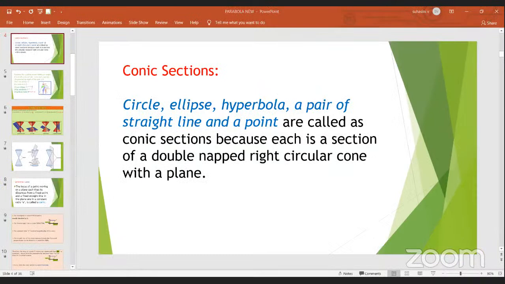This is a double-napped cone, children. I constructed it using a GeoGebra file. Now, observe the 2D. We are getting parabola, hyperbola, ellipse, circle. So when the plane moves or cuts the double-napped right circular cone at different angles, we get different figures. Observe the figure. Now it is a hyperbola. Now this section gives us ellipse, circle, parabola.